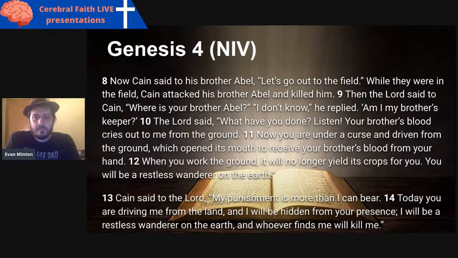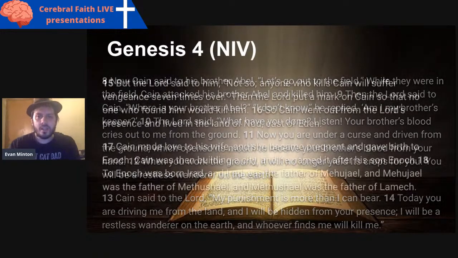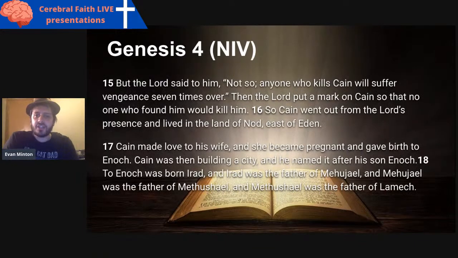Cain said to the Lord, "My punishment is more than I can bear. Today you are driving me from the land, and I will be hidden from your presence. I will be a restless wanderer on the earth, and whoever finds me will kill me." But the Lord said to him, "Not so. Anyone who kills Cain will suffer vengeance 7 times over." Then the Lord put a mark on Cain so that no one who found him would kill him.